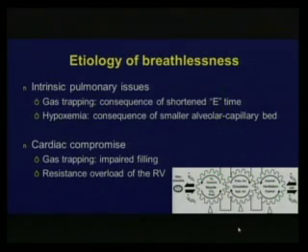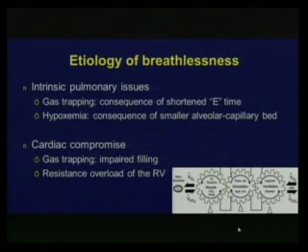You can also develop hypoxemia because the alveolar capillary membrane has been destroyed, and as a result, there's not a big enough surface area to effectively exchange CO2 for oxygen, and people can desaturate and ultimately not have enough oxygen get to the mitochondria.